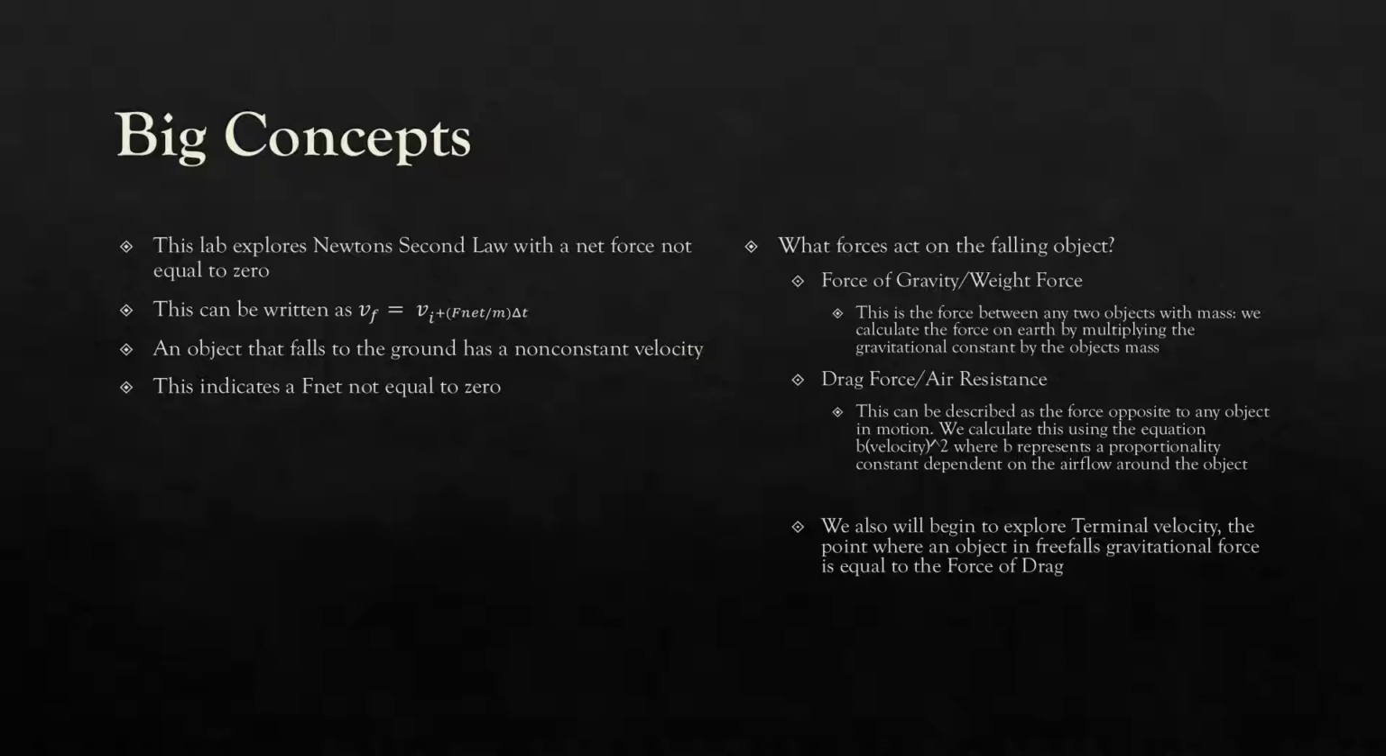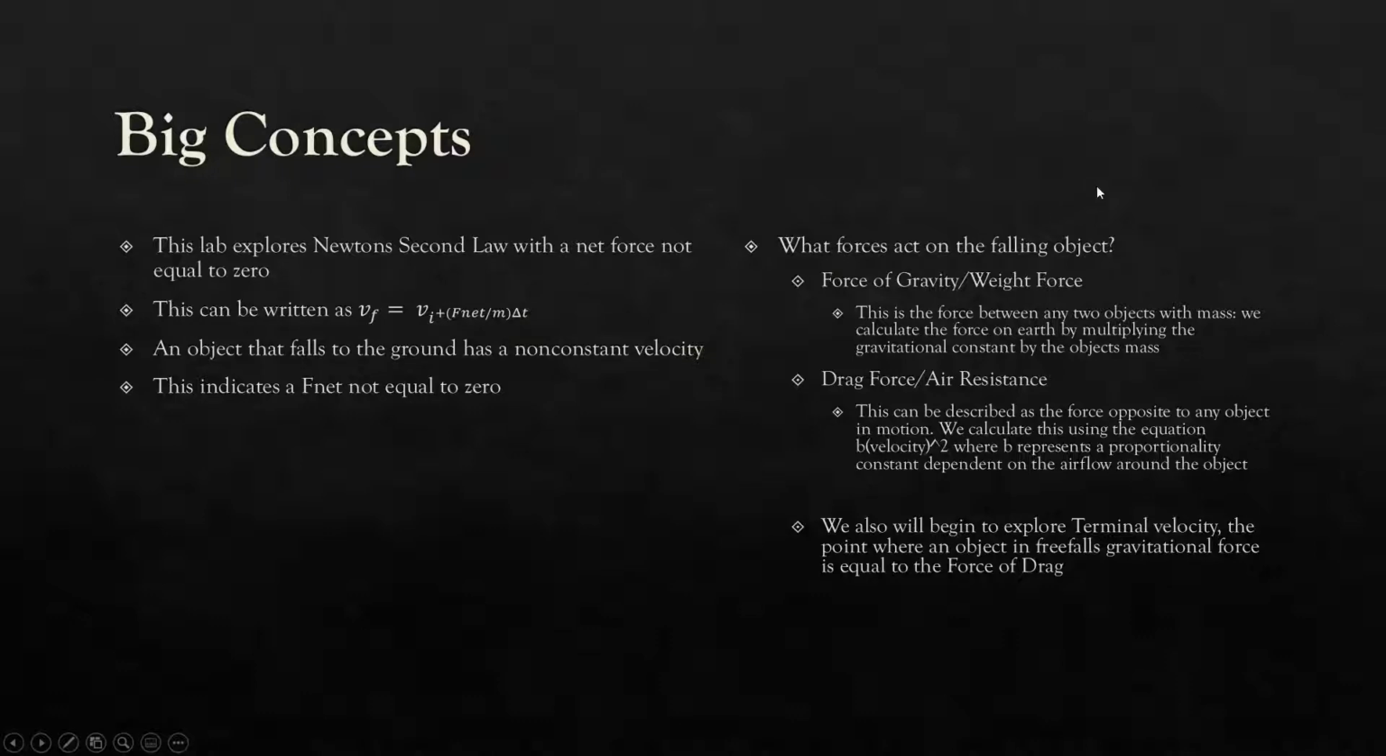An object that falls to the ground has a non-constant velocity, and this indicates an F net that is not equal to zero. So we must explore what forces are acting on the object. Well, we have the force of gravity or the weight force, which is the force between any two objects with mass. We calculate this on Earth by multiplying the gravitational constant, aka 9.8, by the object's mass. And then we have the drag force.